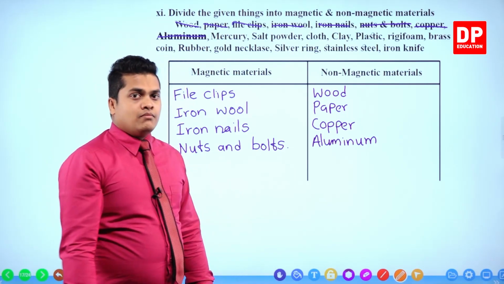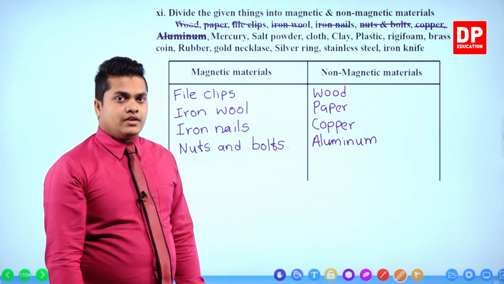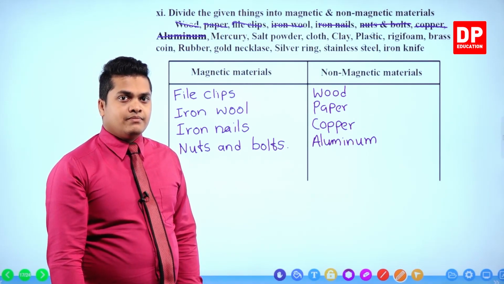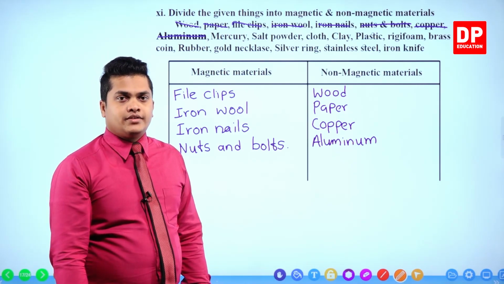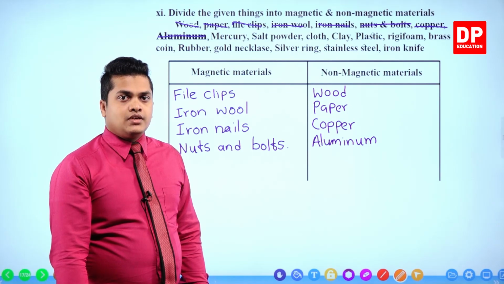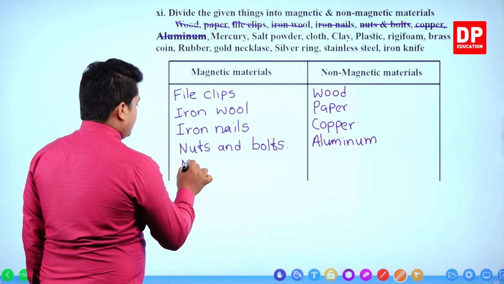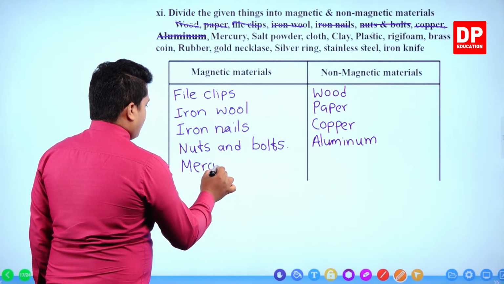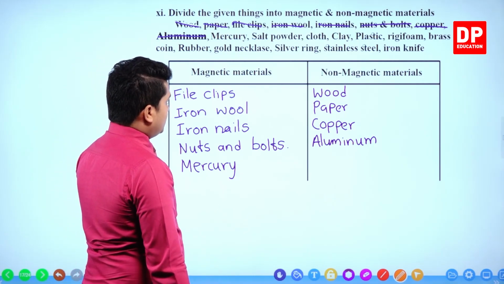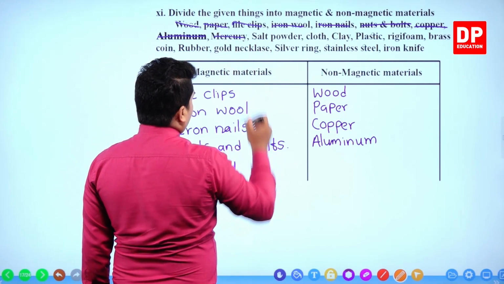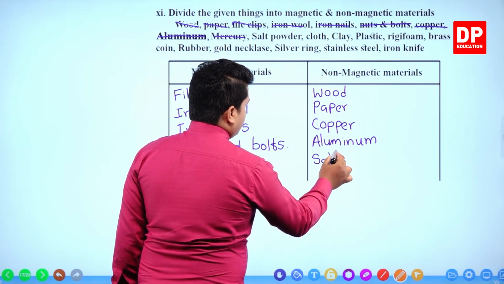Mercury. Mercury is a metal. Even though it is in the liquid state, mercury is a metal. Mercury is getting attracted towards a magnet, so mercury is a magnetic material. So we can mention mercury within the magnetic materials.